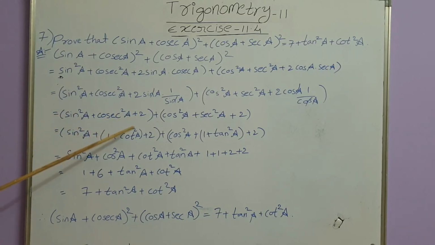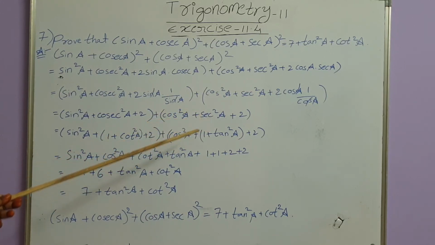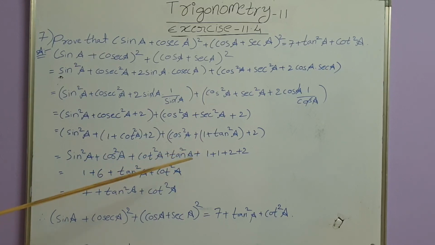Next, sin square A. This cosec square A is equal to 1 plus cot square A. Formula: cosec square A is equal to 1 plus cot square A. Substituting in this place, cosec square A is equal to 1 plus cot square A, plus 2, plus cos square A plus sec square A is equal to 1 plus tan square A, plus 2. Sin square A, cos square A, plus cot square A plus tan square A.